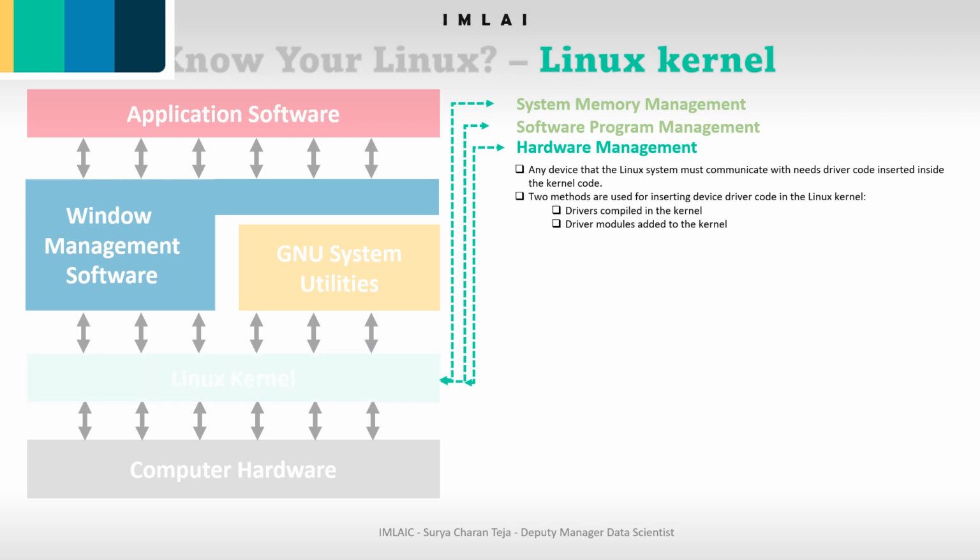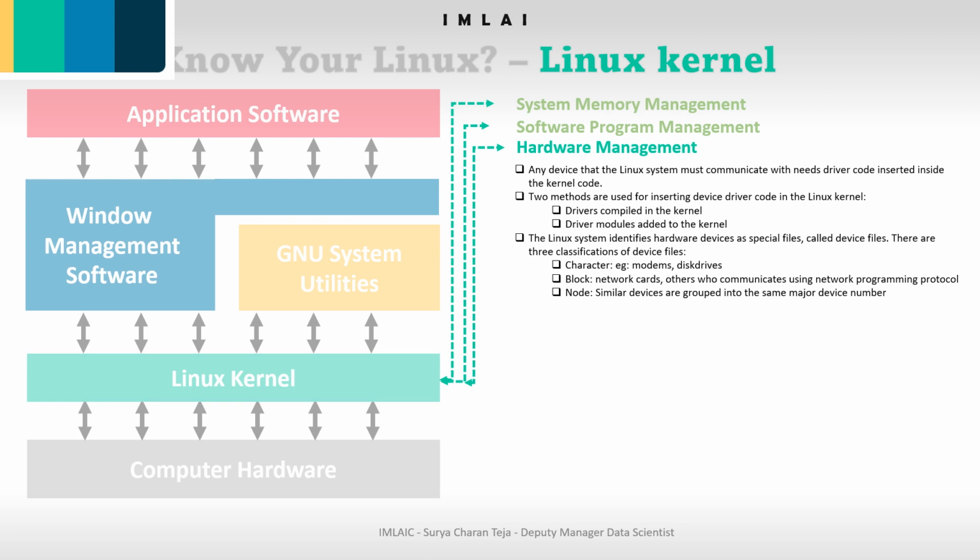Fundamentally, there are two methods that are used for inserting device driver code in the Linux kernel. The first one is drivers compiled in the kernel. The second one is driver module added to the kernel. These are the two methods the kernel uses normally. The Linux system identifies hardware devices as special files.